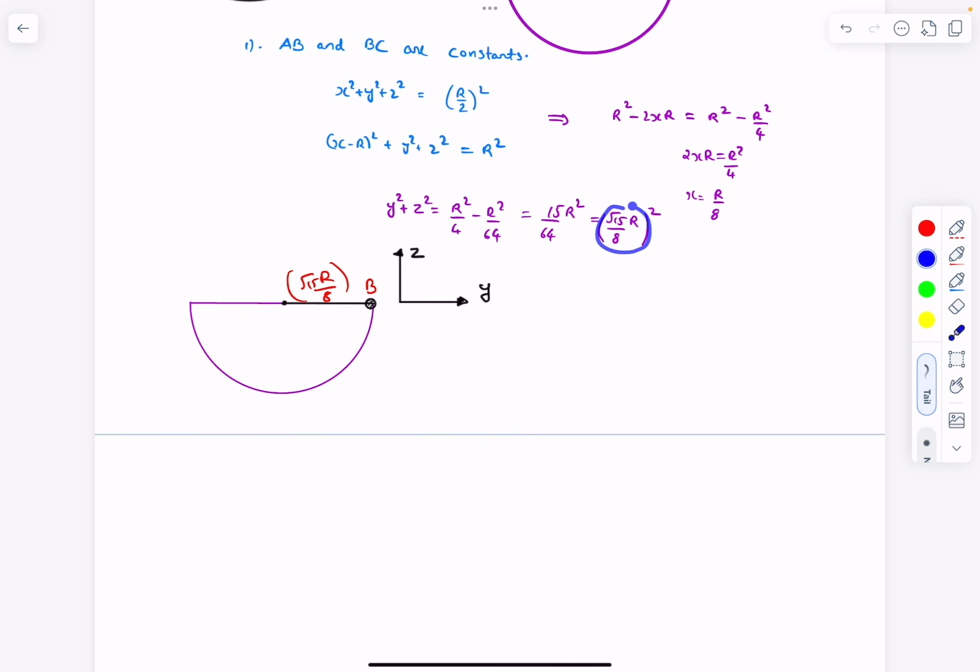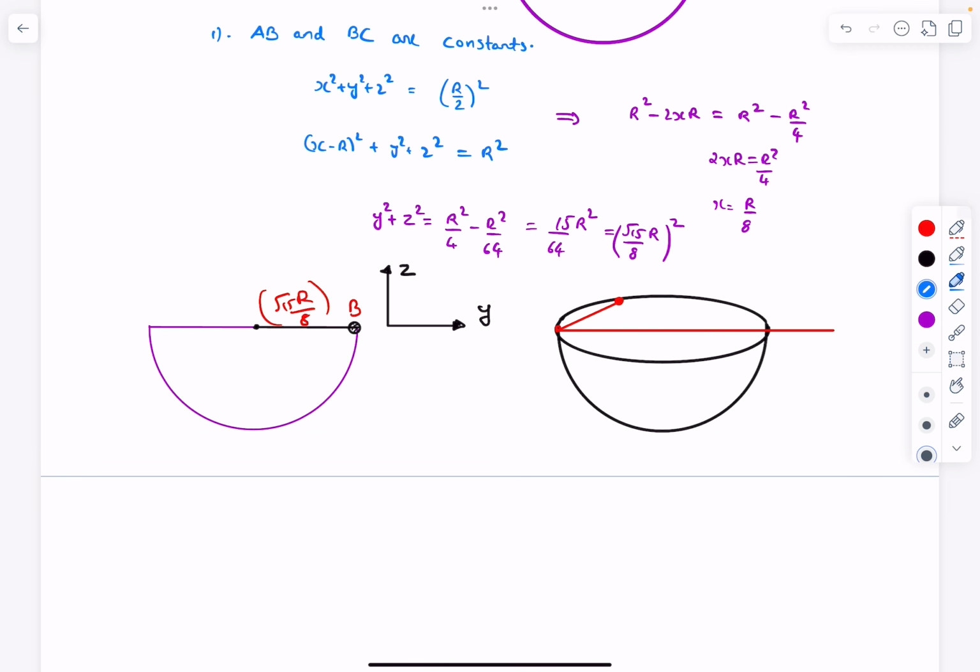Okay, so this is the radius squared. So the particle B from the YZ picture will move in a circle whose radius is root 15r by 8. If I draw a slightly different view, let's say this is the particle, and once we release the particle, it will move along this circle. And this circle is in the vertical plane.